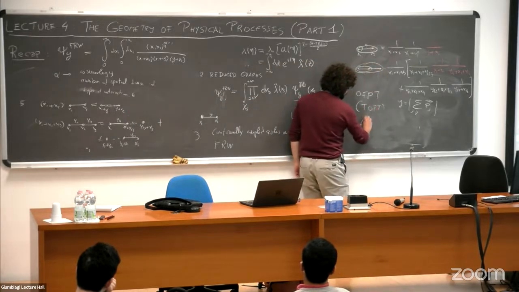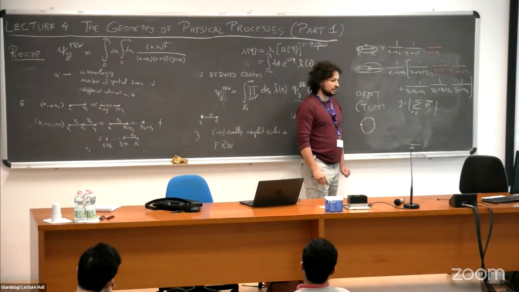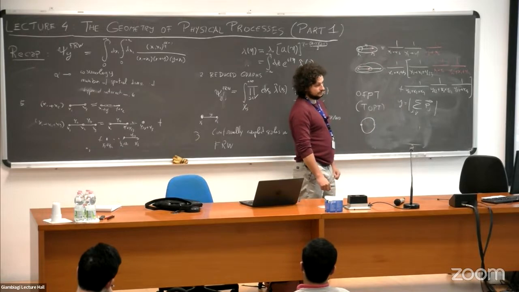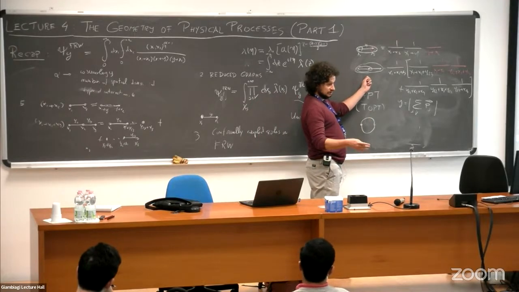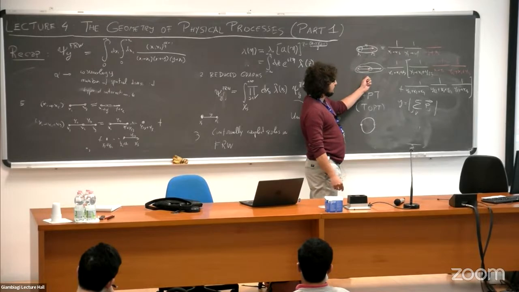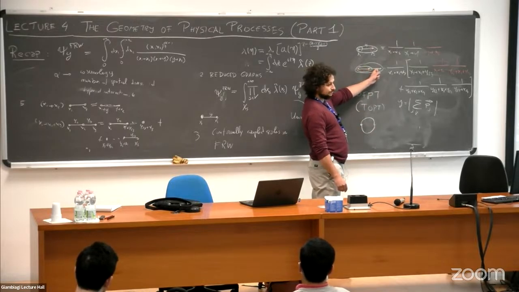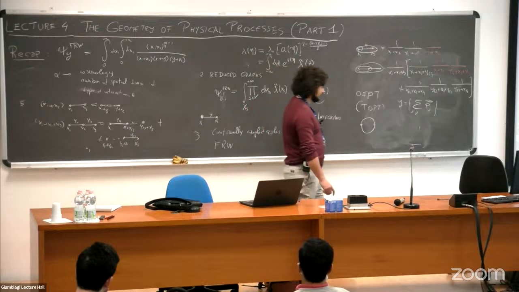This is true even for loops. So you can compute, for example, the bubble in an easy way. These rules will give you a two-term expression. If you do the Feynman way of computing it, you will get a nine-term expression with some spurious poles, because you get three terms for each edge. So 3 squared is 9.